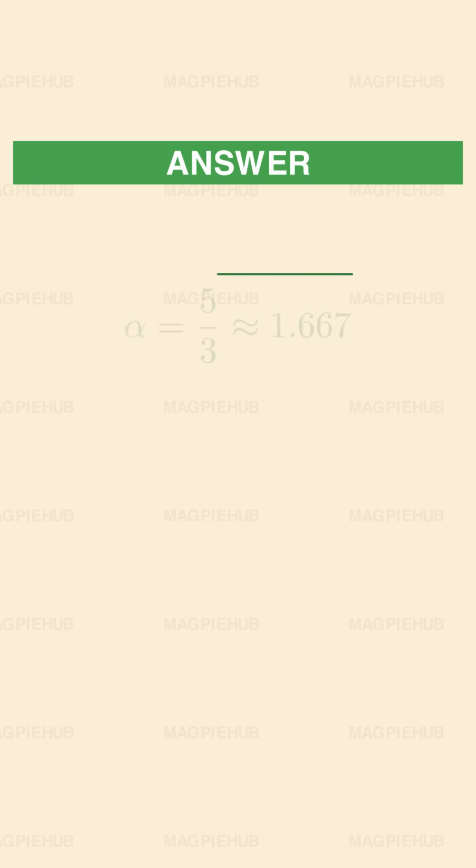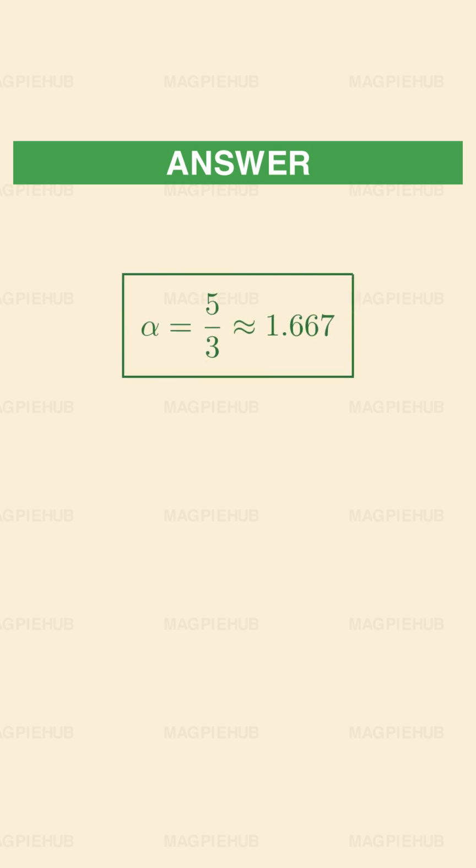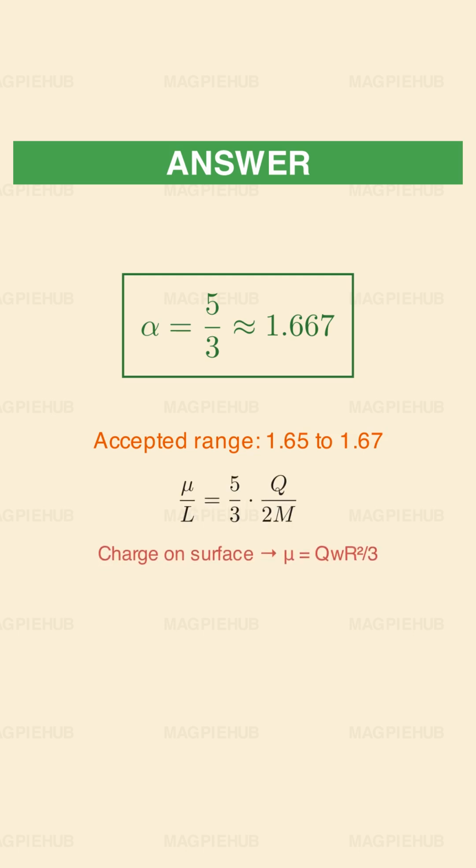The answer is alpha equals 5/3, which is approximately 1.667. This falls within the accepted range of 1.65 to 1.67. The key was recognizing that for a conducting sphere, charge sits on the surface while mass fills the volume, giving different factors in the numerator and denominator.